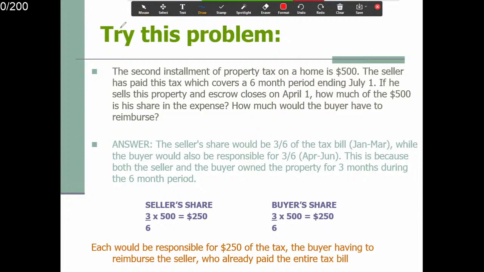So let's look at this, right? 它有个题目，我们做做。The second installment of the property tax on the home is $500. When is the second installment? Okay. It's not, you know, July 1st, right? July 1st is the first installment, right? Second installment is due February 1st. Okay? That's the second installment.